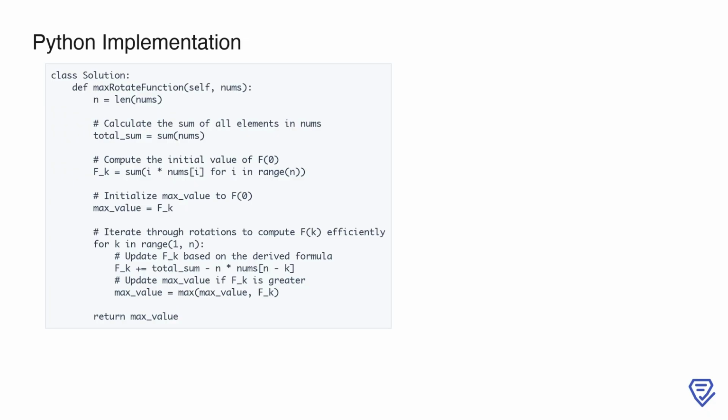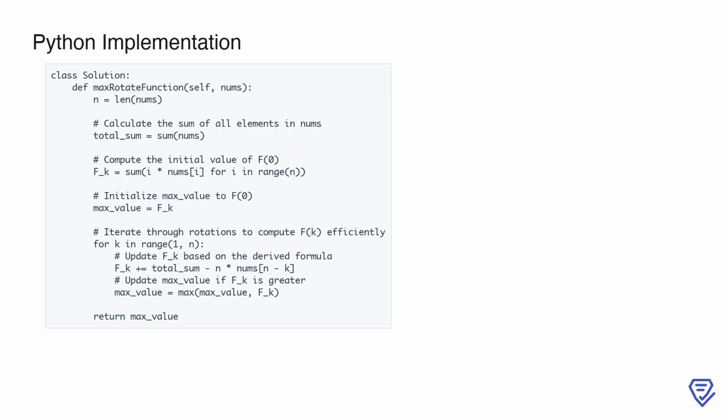2. Iterative calculation of f(k). Using the recursive formula, we iteratively compute f(k) for each rotation based on the previously computed f(k-1). During each update, we determine the maximum value encountered so far. 3. Result: After iterating through all rotations, the maximum value is returned as the result.